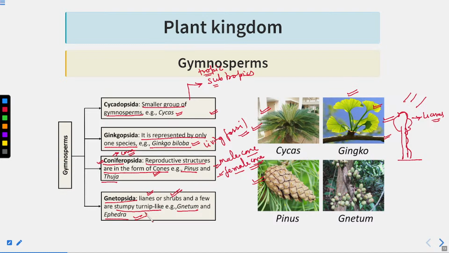So this is a classification of the gymnosperm. This is very, very important from the examination point of view. So Cycadopsida, example Cycas. Ginkgopsida, example Ginkgo biloba. Coniferopsida, example Pinus and Thuja. And the last one, Gnetopsida, examples are Gnetum and Ephedra.